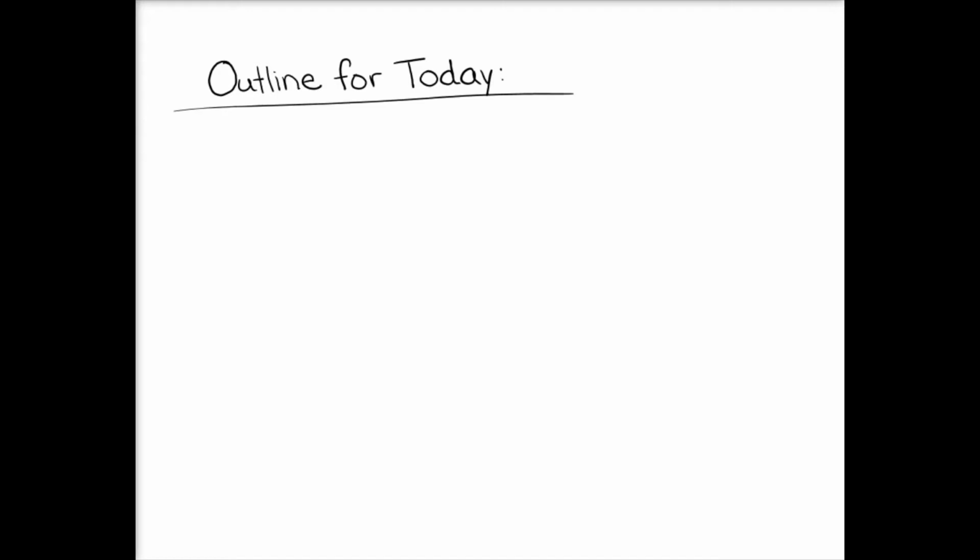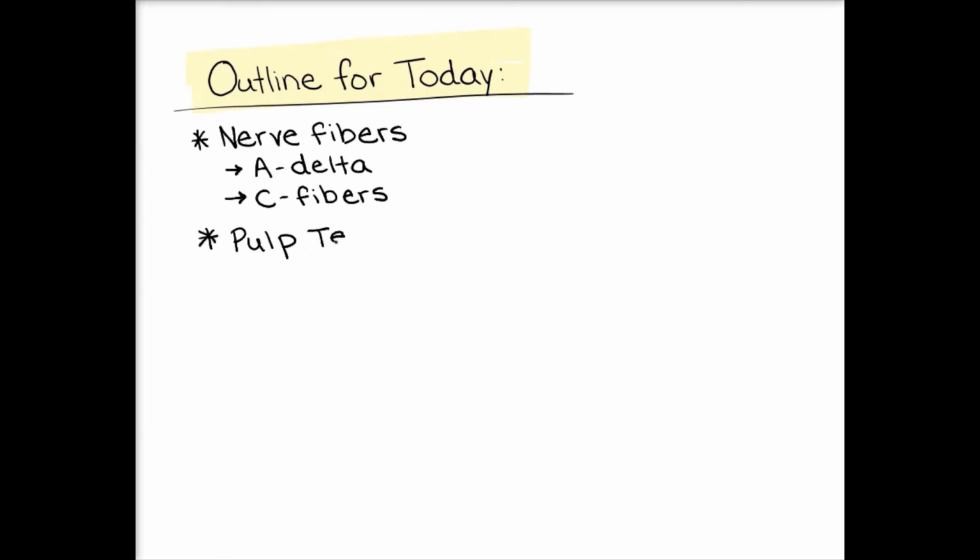Today we're going to go through two background topics that are critical to understanding how to diagnose a patient's pulpal status. These include nerve fibers like the A delta and C fibers, as well as some pulp tests that are used in clinical practice. Then we'll get to the actual diagnoses.